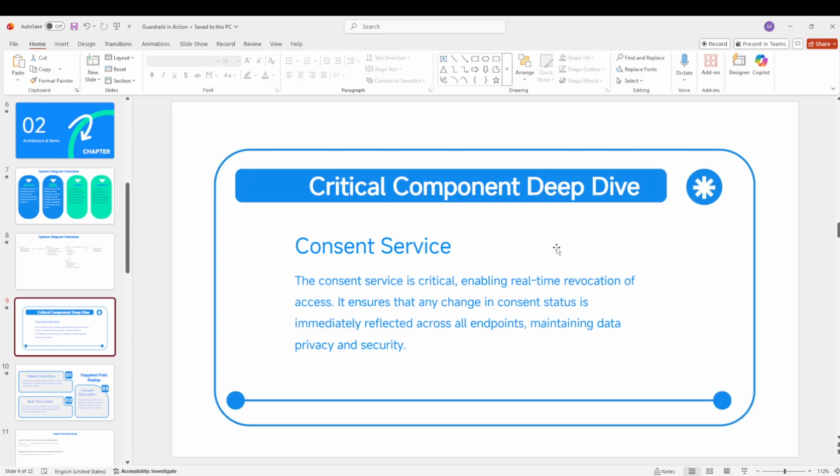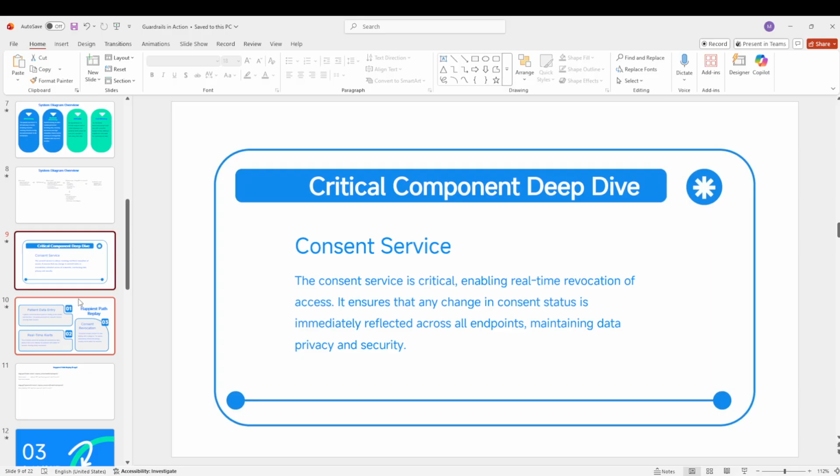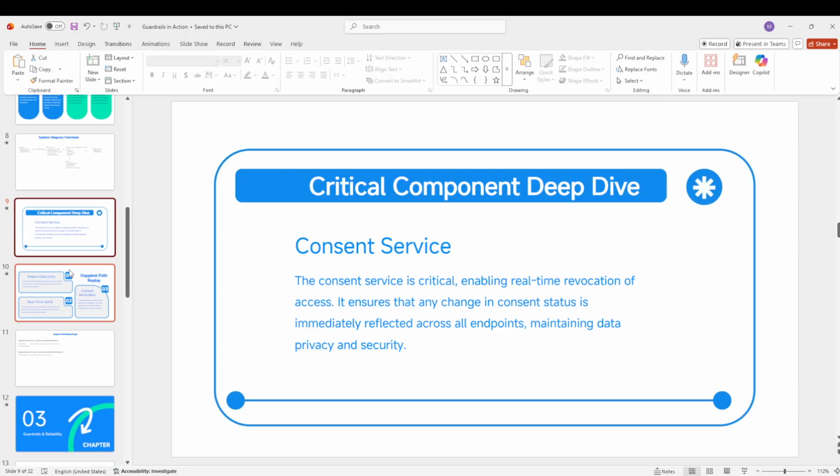The consent service is also a focus in our project. Should the consent be revoked, all of the data should be removed, and we will cover this further in a later slide.